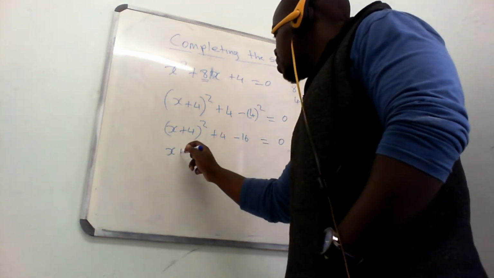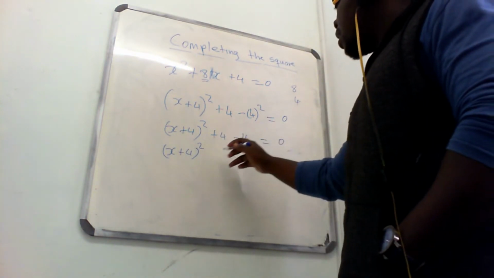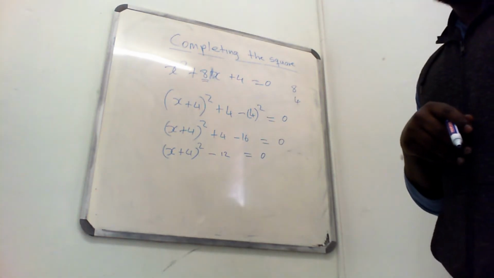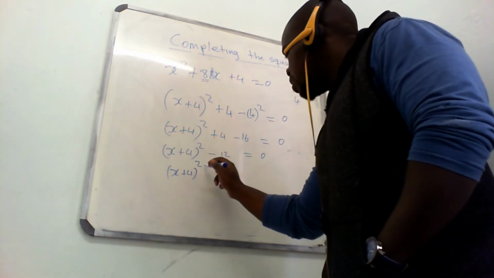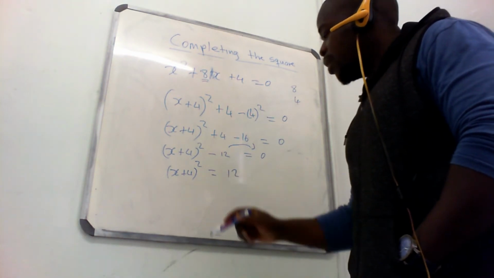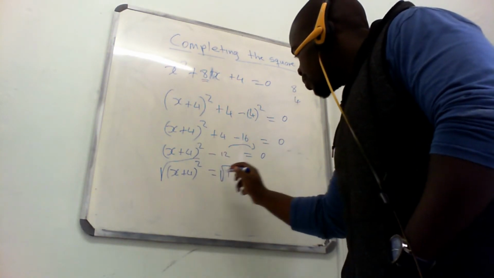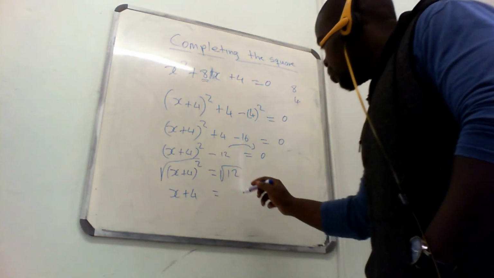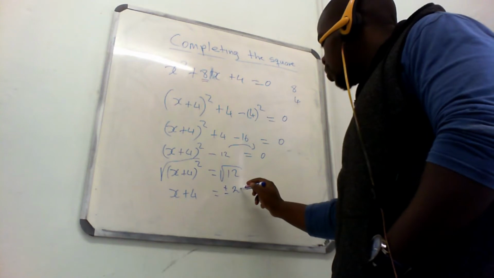So it will be x plus 4 squared, and then plus 4 minus 16, that will be negative 12, which is equal to 0. And then x plus 4 squared will be equal to, now we take this 12 to the other side, so it will be positive 12 now. And then from there we can take the square root of both sides. So that is x plus 4 will be equal to plus or minus 2 root of 3.